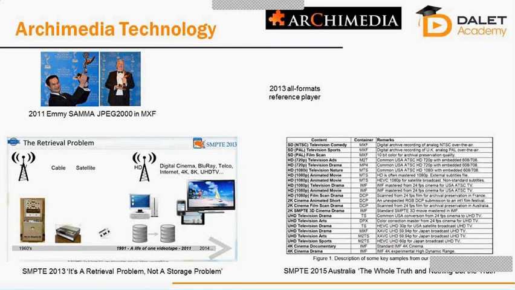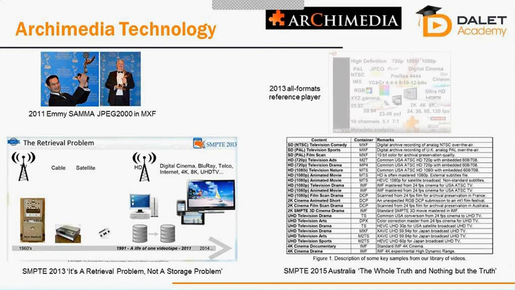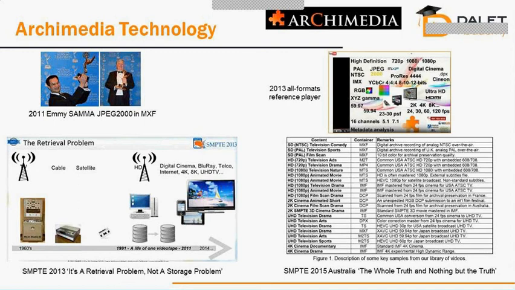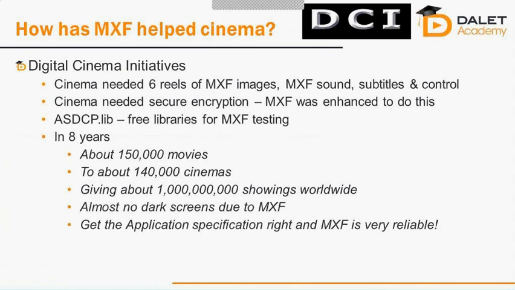I asked Archimedia, who build a conformance and compliance player, what they thought about MXF, and they were genuinely positive because most of their customers are using MXF for most of their playbacks in most of the applications. So it seems that MXF is doing quite well there. The digital cinema guys are obviously very, very biased towards MXF because digital cinema really is an MXF distribution format, and there have been no dark screens despite there being about 150,000 movies in 140,000 cinemas showing over 1 billion showings of MXF and carrying billions of dollars of revenue every year to the eyeballs of the viewing public.